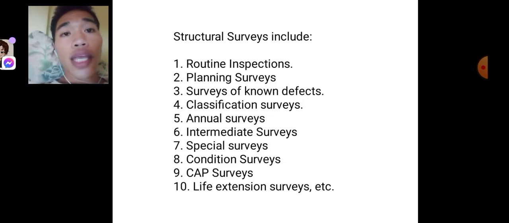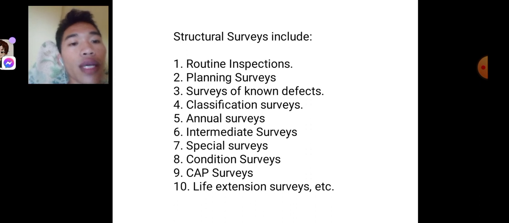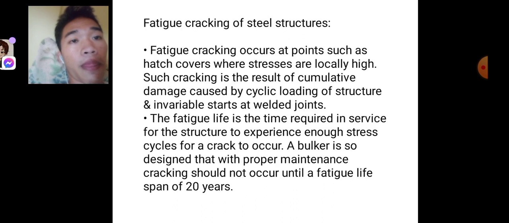So there are 10 structural surveys that we have or include. The first survey is routine inspection, planning surveys, surveys of non-defects, classification surveys, annual surveys, intermediate surveys, special surveys, condition surveys, CAP surveys, and the last is life extension surveys, etc.